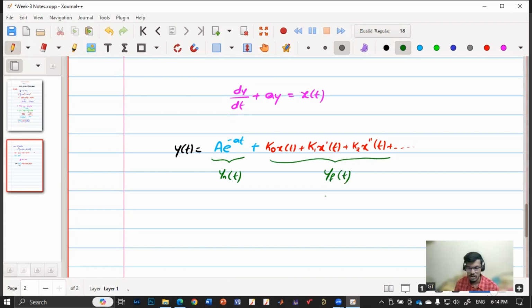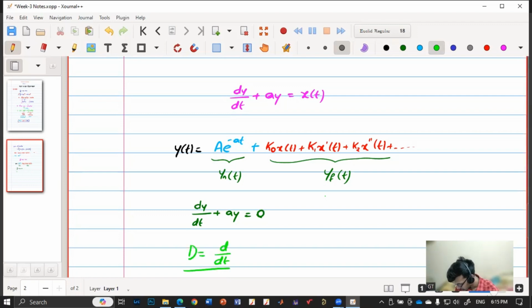So for getting yn of t, which is because of the natural response of the system and there is no input, I'll put x of t equals 0. So I'll insert x of t equals 0 to get my yn of t. For that, I'll get dy by dt plus ay equals 0. Now I'll consider an operator. My operator is D. So D is my differential operator.